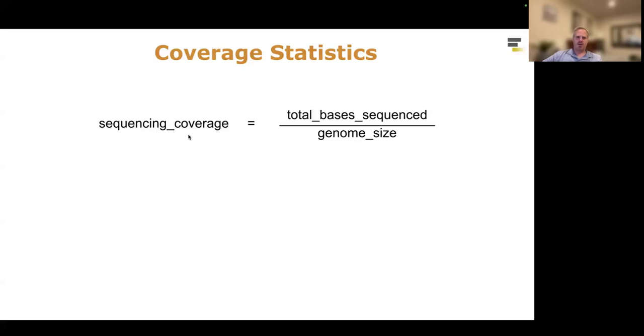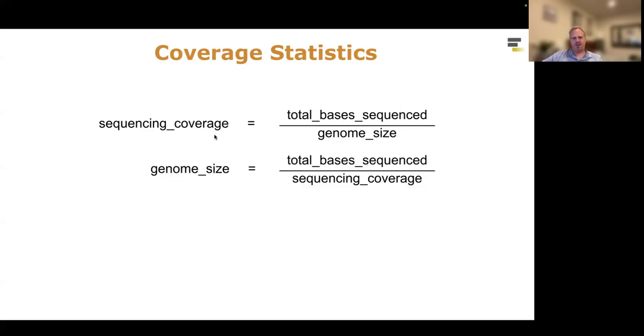So the idea is sequencing coverage is just this really simple division. You take the total amount of bases that you sequence, you divide it by the genome size, and that will give you the amount of oversampling that determines the sequencing coverage. Now, this little formula can easily be rewritten: if you know the total amount of bases that you sequence and you divide it by the coverage, that will immediately read out the genome size that is present there. That's the simple algebra to infer the genome size given these other properties of the sequencing data.